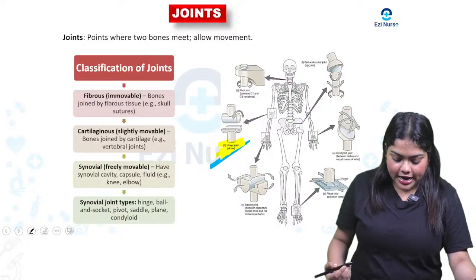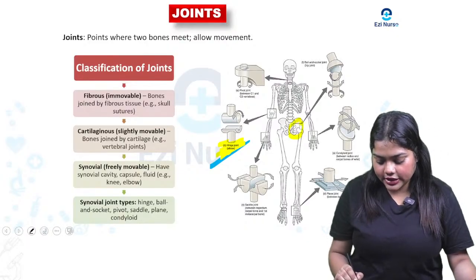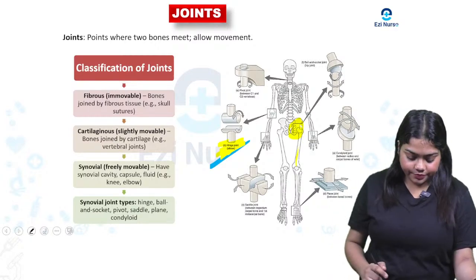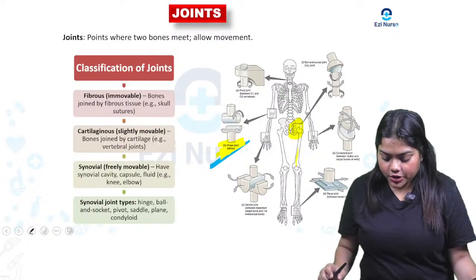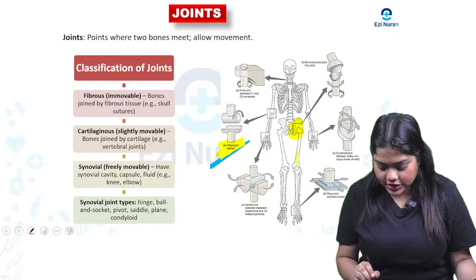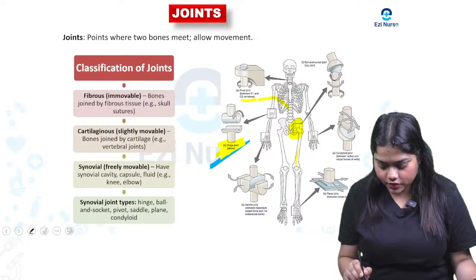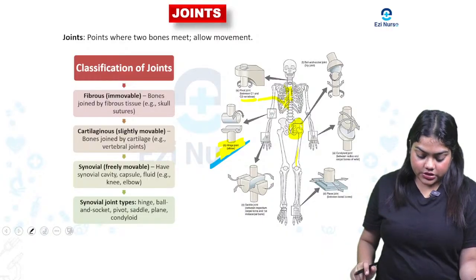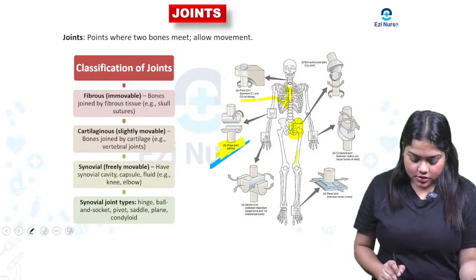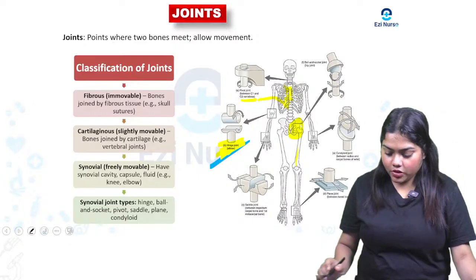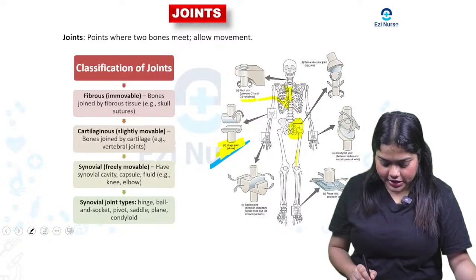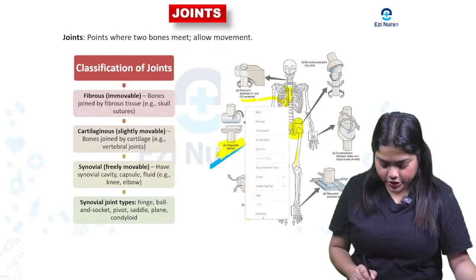Next is the ball and socket joint. You can see it in the pelvis area where our femur and pelvis are attached. Then the pivot joint. The pivot joint is between C1 and C2 of the vertebra, here in the back side of the rib cage you can see. Then the saddle joint, which is between the trapezium carpal bone and the first metacarpal bone.